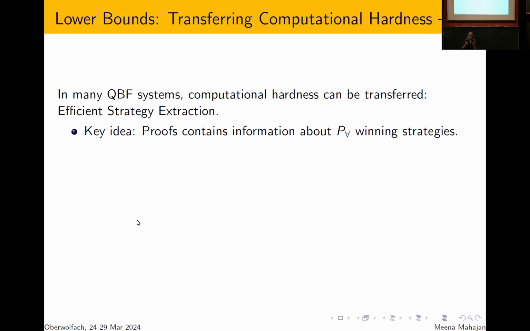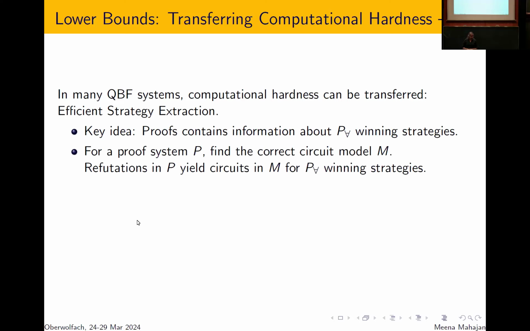If you give me any refutation of a QBF formula, sitting inside that refutation, implicitly embedded in some way, there should be a description of a counter model, of a winning strategy for the universal player. Now, maybe I try to examine the proof and extract that strategy, and the strategy size in some sense will be related to the proof size, but if the strategy is hard, then there cannot be a shortcut. So what we want to do, this is the key idea: every proof contains information about a counter model.